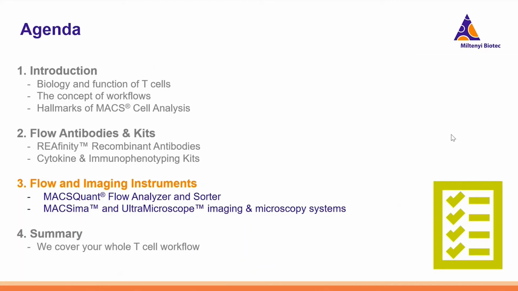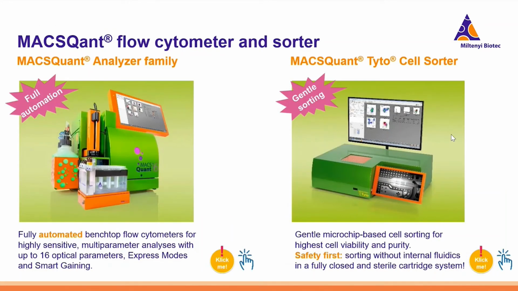The next group of T cell analysis highlights products are our flow cytometers, sorters, and imaging instruments. Namely, our flow analysis and sorting instruments of the MACSQuant series. First, we have the MACSQuant Analyzer, powerful benchtop flow cytometers with up to 16 optical parameters. The clue here is that they allow for fully automated acquisition using a robotic sample collector with the Express Mode software modules. Even data analysis is then automated and free of human error.